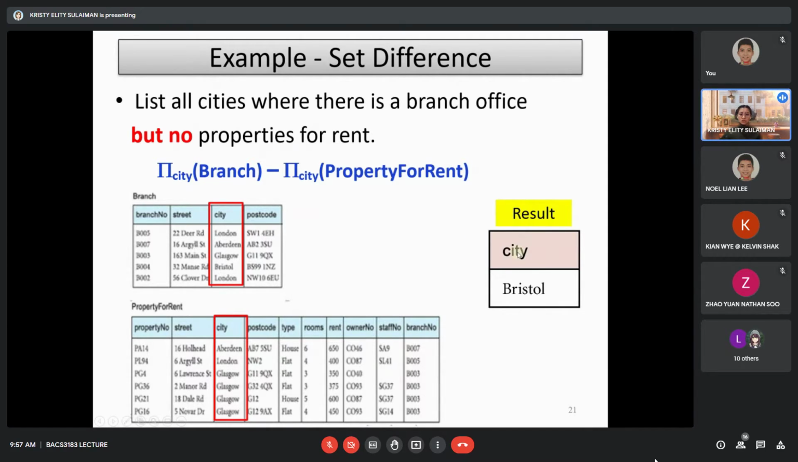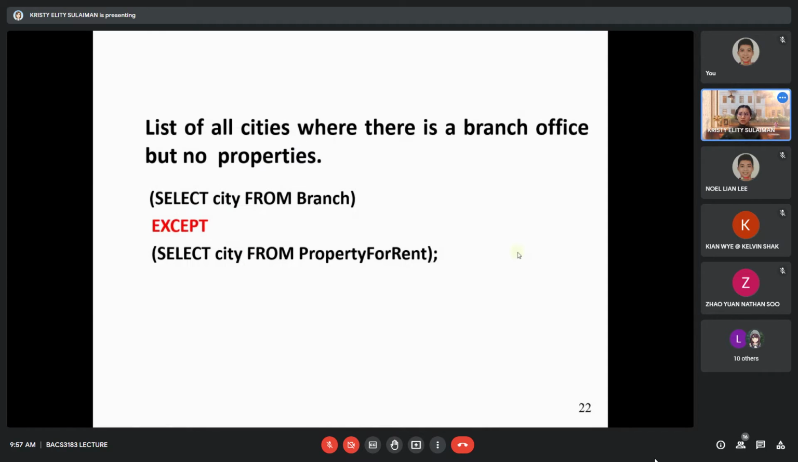So in SQL, we want to list all cities where there is a branch office but no properties for rent. So we use this operation, except. We select city from branch, except select city from property for rent, because we don't want to list cities that have property for rent. Okay, so we get this result, right?